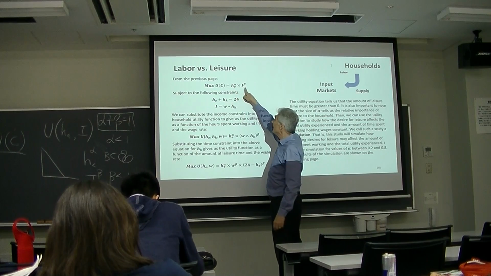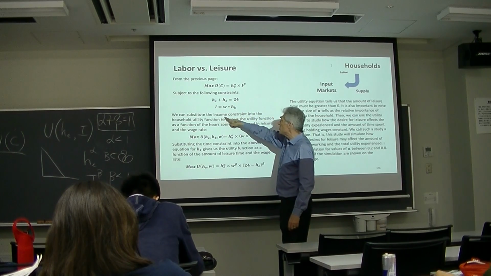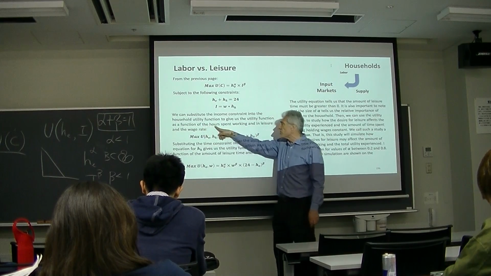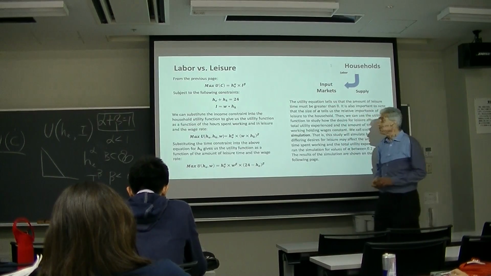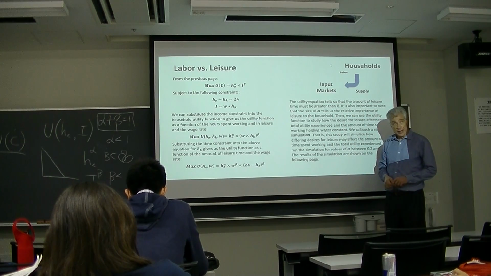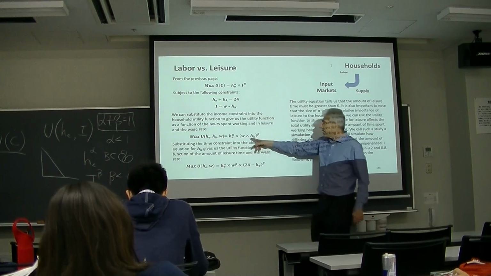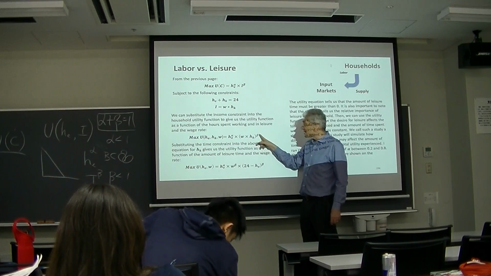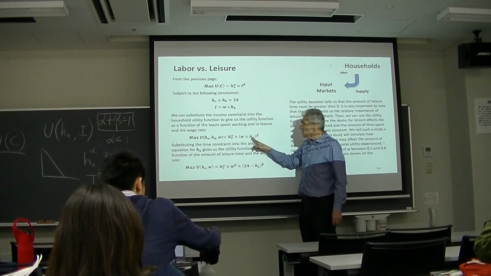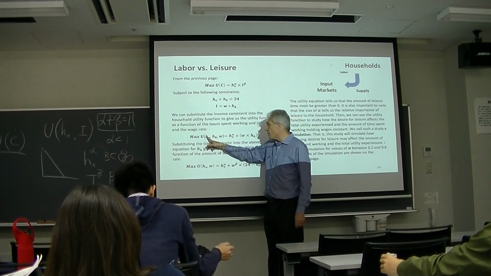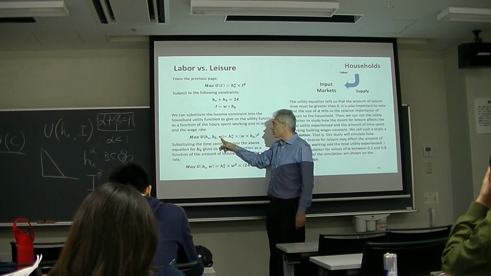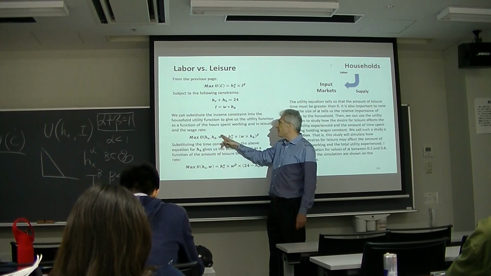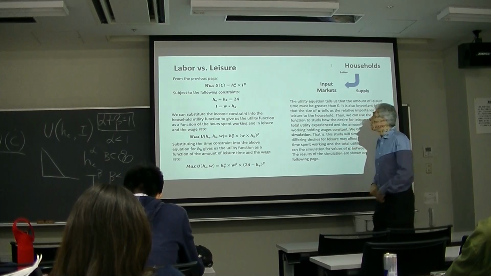So we maximize utility subject to these constraints. We substitute the income constraint into the household utility function to give us the utility function as a function of the hours spent working, the hours spent in leisure, and the wage rate. So now we have wage times hours worked, raised to the beta. Remember, this is the same substituting for I. But the wage, we don't choose our wage.